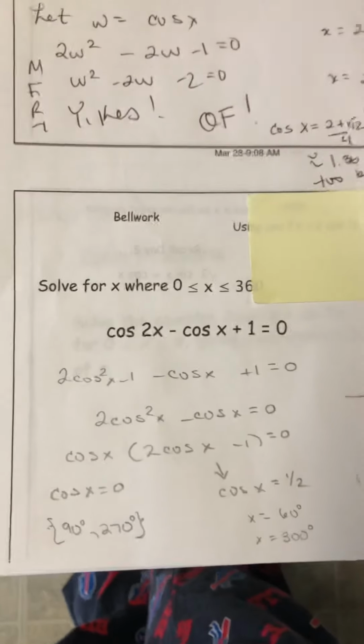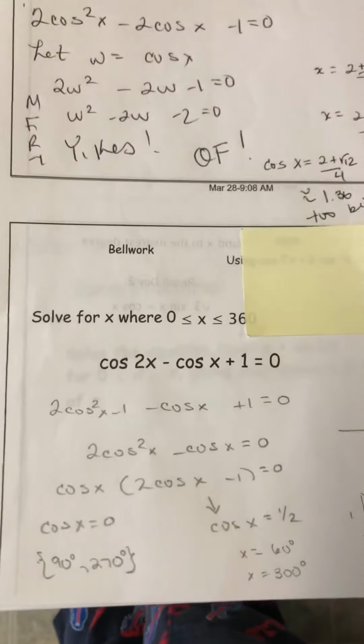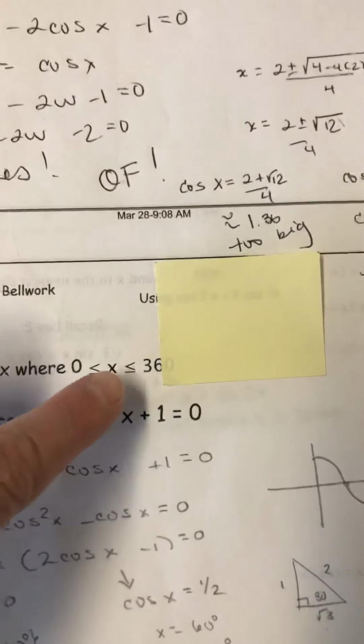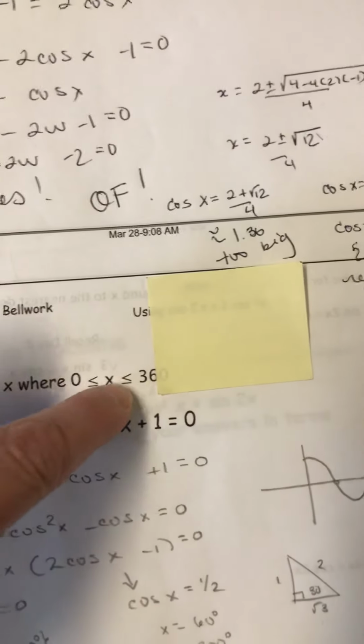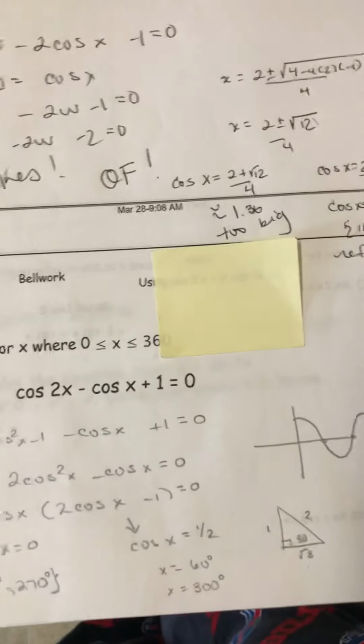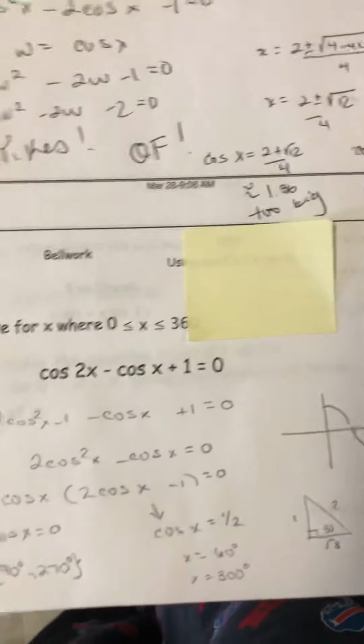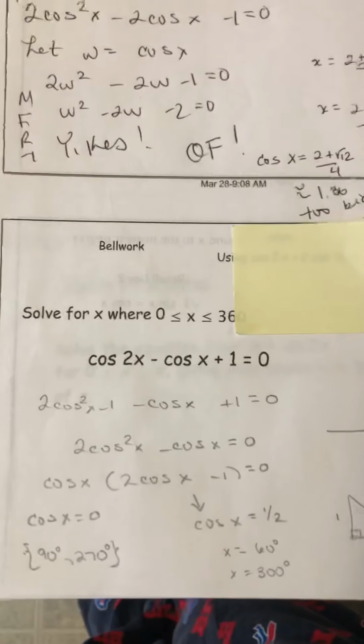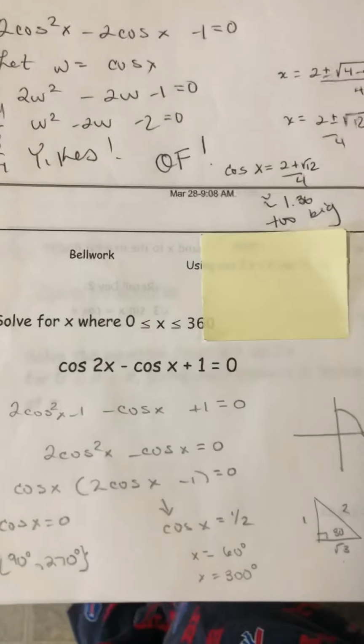So I found this bell work here where we had to solve for x from 0 less than or equal to x. Now notice here, like I said, you have to pay close attention to directions, less than or equal. So if we can include 360, we have permission with this example. So this problem: cosine 2x minus cosine x plus 1 equals 0.